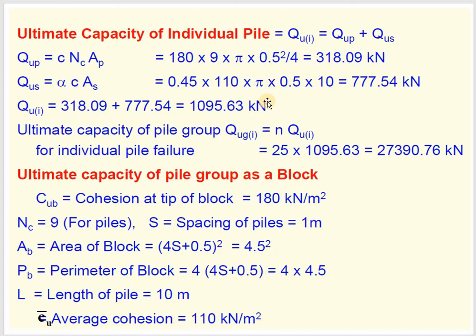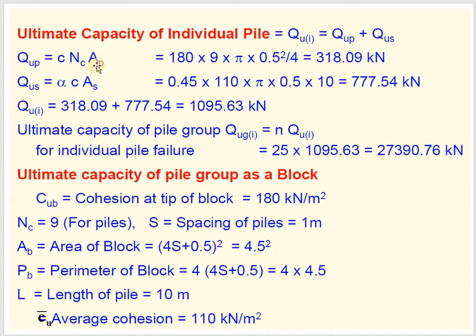Now what is the ultimate capacity multiplied by the number of piles? We have 25 piles, so 25 multiplied by this individual capacity, you will get the pile group capacity, that is 27,390.76 kilonewton. Now you must find the ultimate capacity of the pile group as a block.